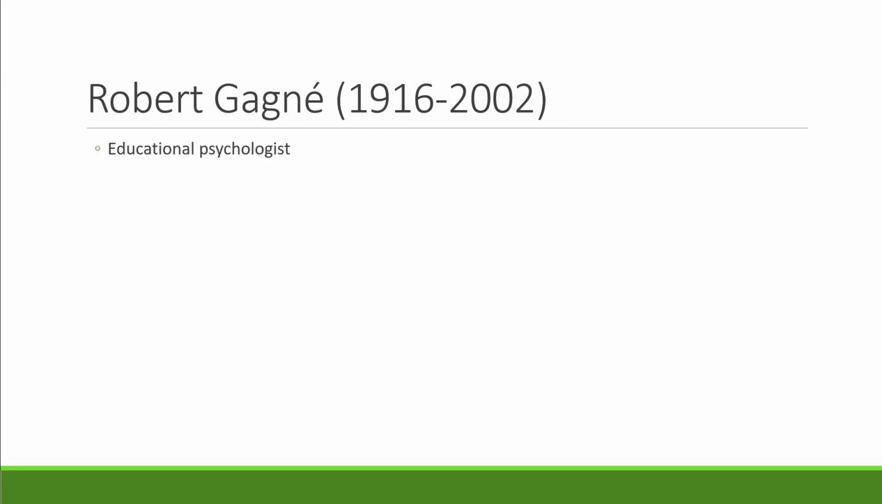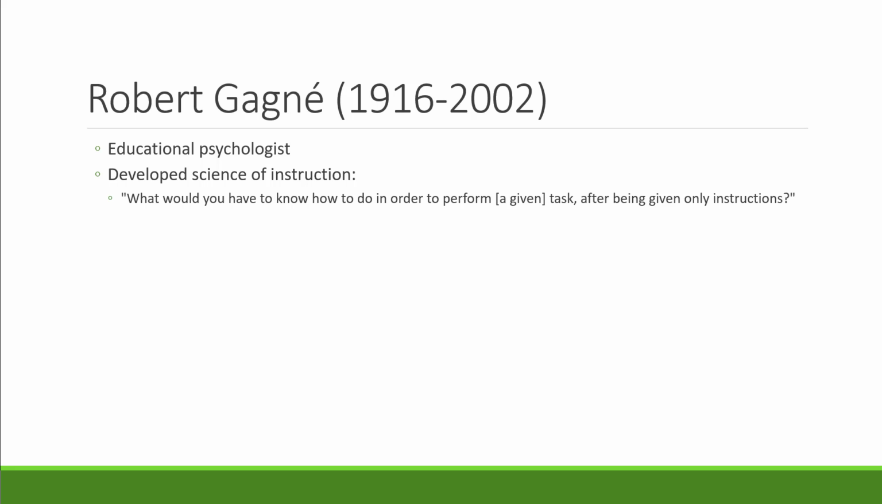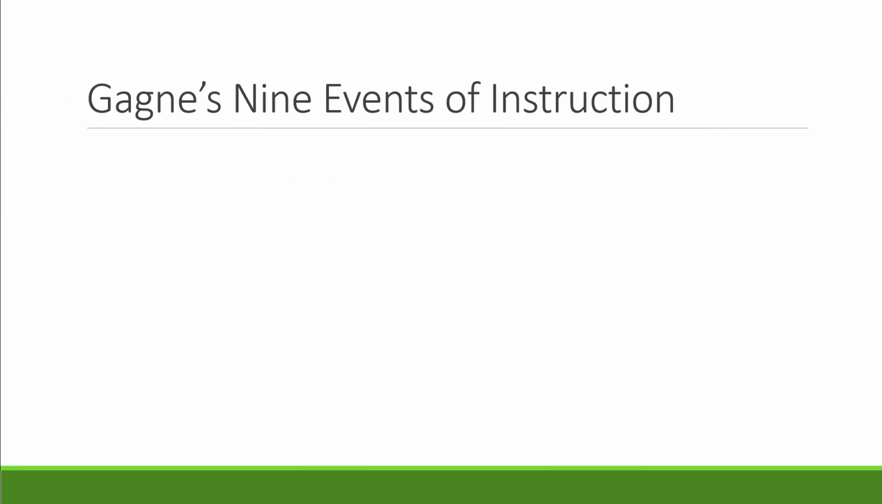That brings us to Robert Gagne. He is an educational psychologist that has had an outsized influence on the field of instructional design. He did develop the science of instruction. He asked, what would you have to know in order to perform a given task after being given only instructions? So imagine you've been given something new to do. What do you need to do it? This can vary quite a bit, as you imagine, depending on what the task is. So anyways, he came up with 9 events that he believes makes a complete instructional experience.